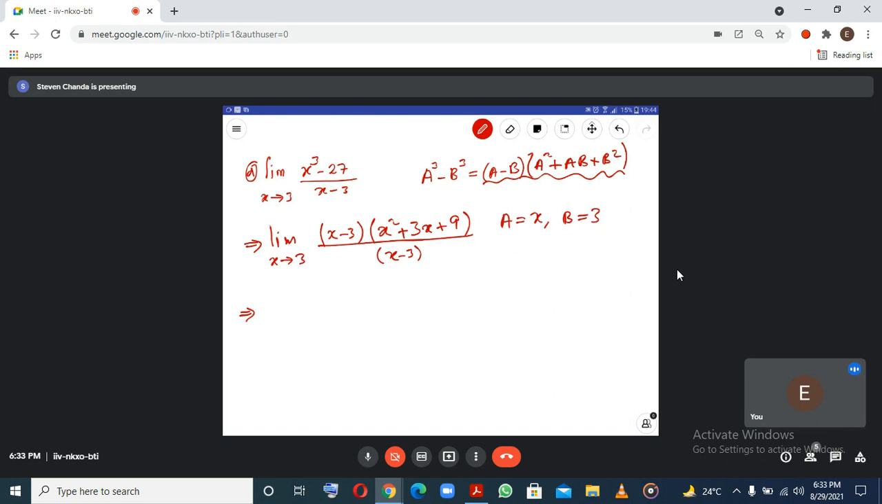The denominator remains. So here you see that pretty much the hard work has been done. All that is remaining is just to plug in the value. So here you cancel that, you cancel that. Then you're now going to say limit. The limit of this function as x goes to 3 is going to be x squared plus 3x plus 9. And since this one is not quite direct, you just plug in the 3.